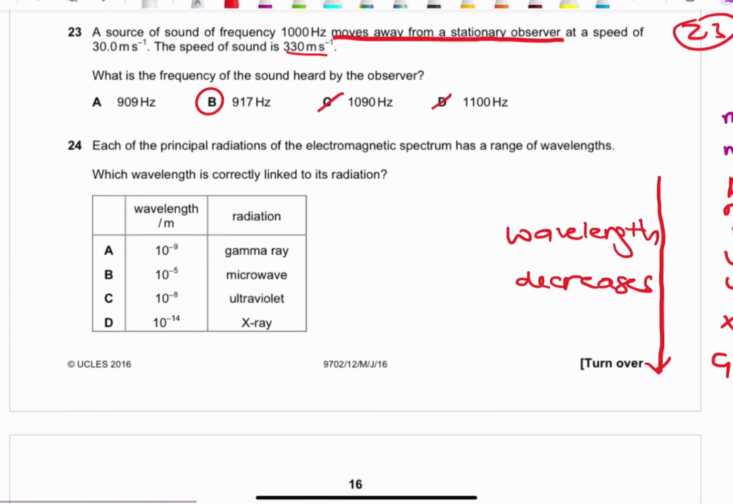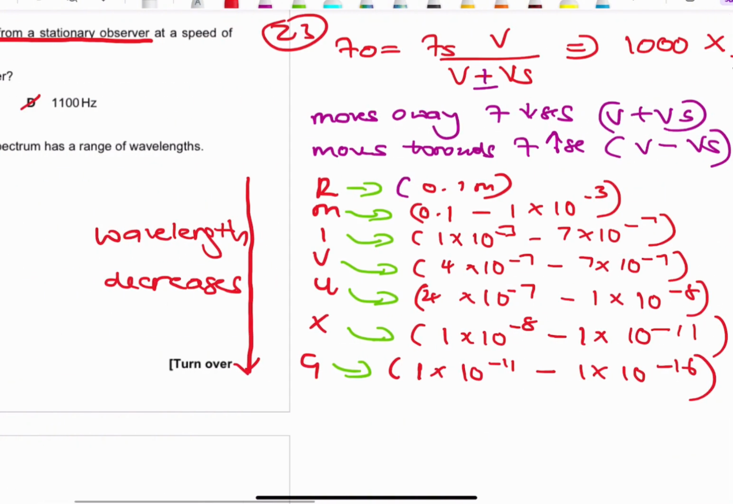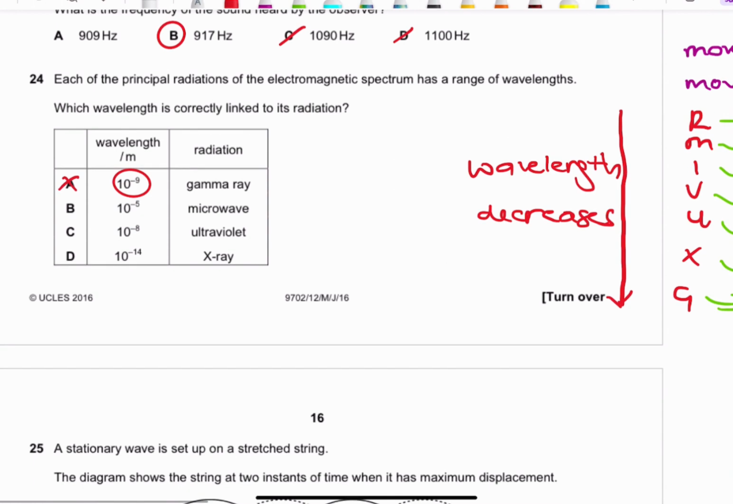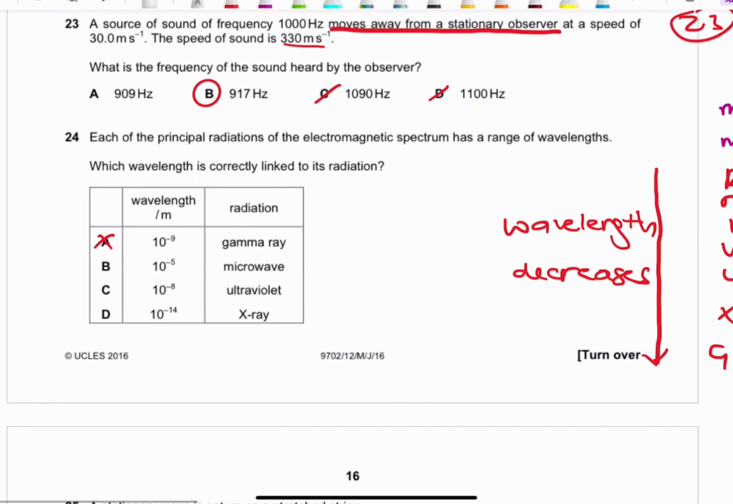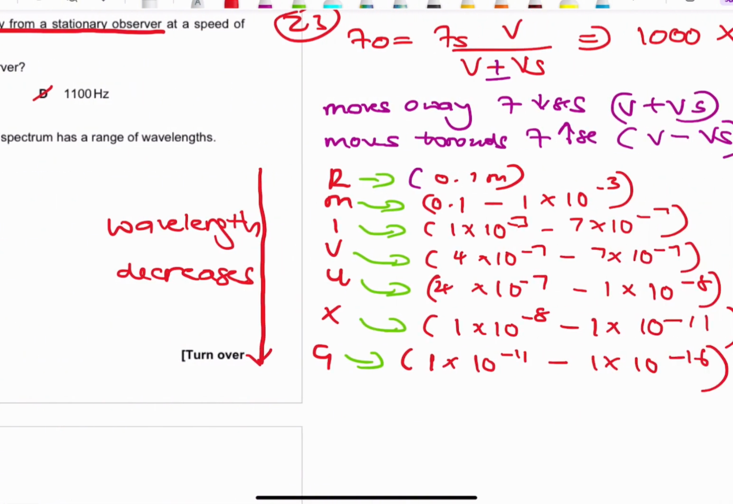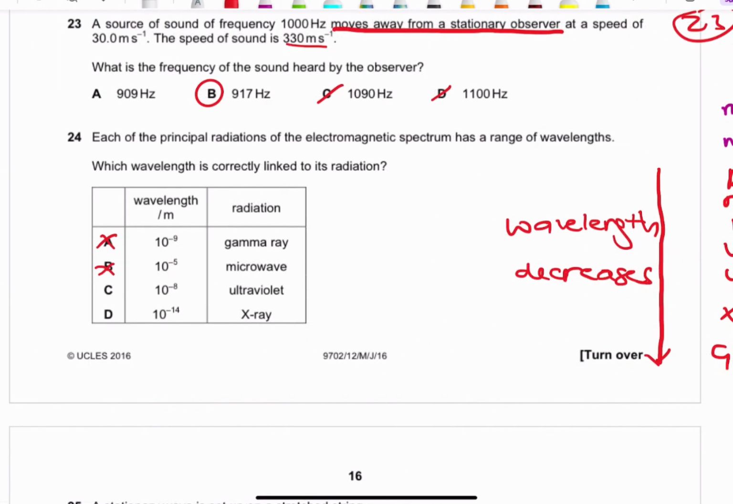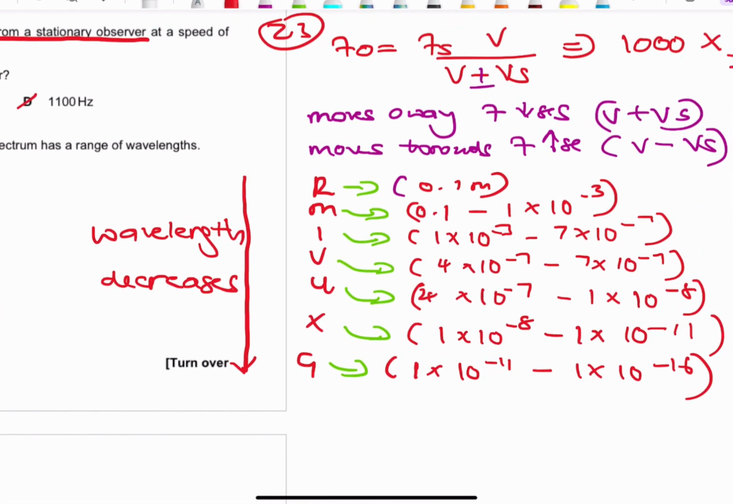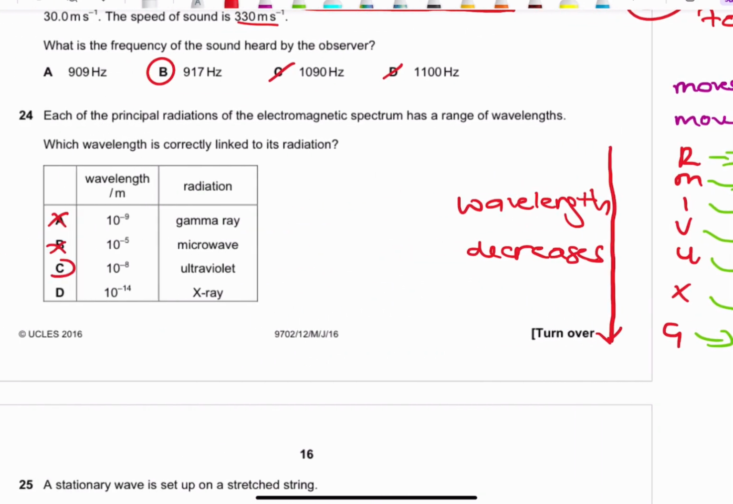So if we look at the options here, A is 10 to the power of -9 for gamma. Gamma should be between -11 and -16, so it can't be A. For B, microwave is 10 to the power of -5. Microwave is between 0.1 and 10 to the power of -3, so it can't be B. For C, ultraviolet is 10 to the power of -8. Let's see. Then the answer has to be ultraviolet, because ultraviolet lies between 4 times 10 to the power of -7 and 1 times 10 to the power of -8. So it has to be ultraviolet.